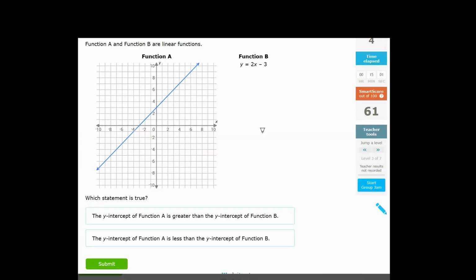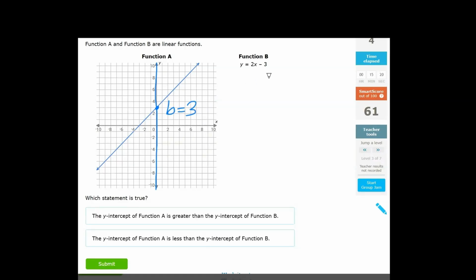Here's another problem. Here for function a, again, we're going to look at our vertical y-axis here, and we're going to see where the line crosses this vertical y-axis. And it seems like it crosses at 3 here. So our b here is 3.